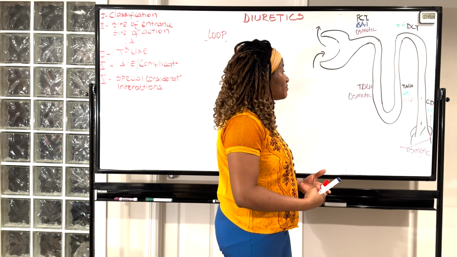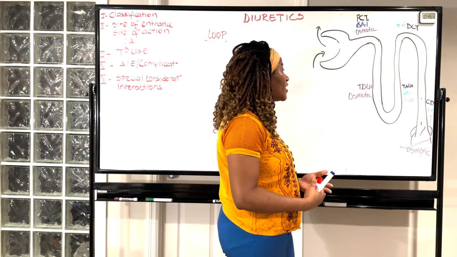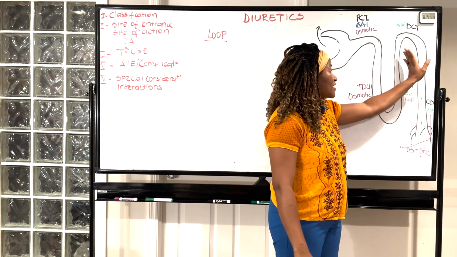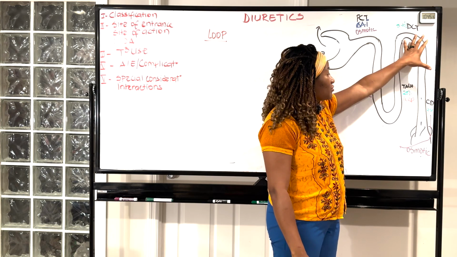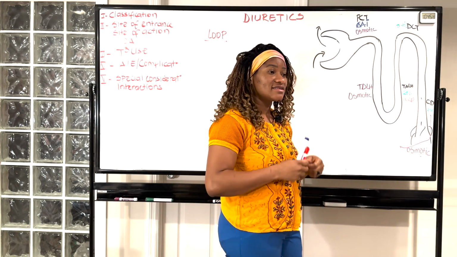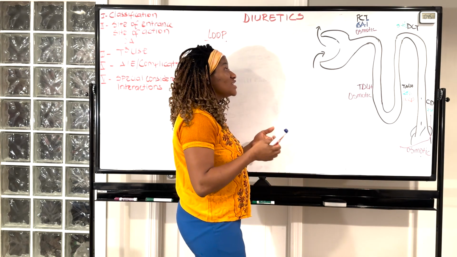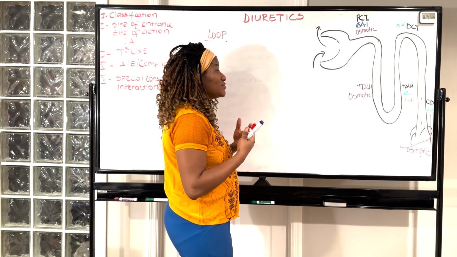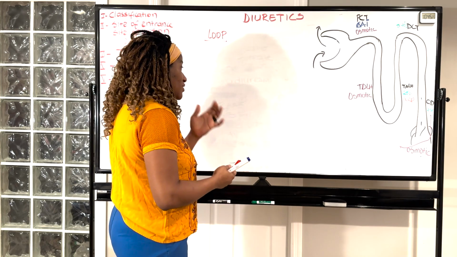And another part of their potency comes from the fact that after this thick ascending limb of Henle, the rest of the portion of the nephron doesn't have the capacity and capability to really absorb sodium. So this is why the loop diuretics are very potent.